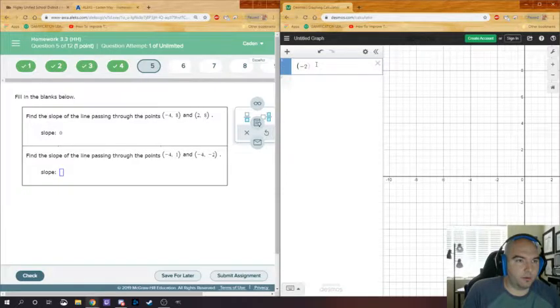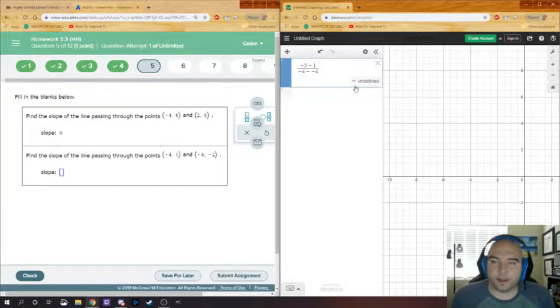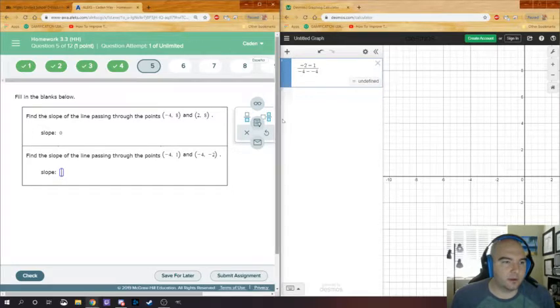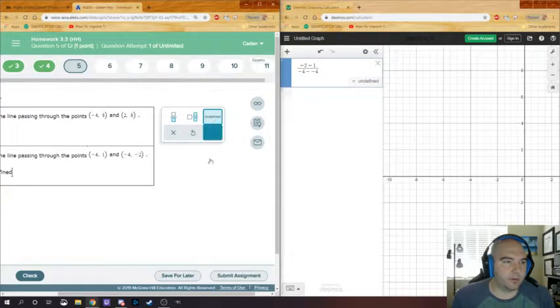Negative 2, I don't need to print these. Negative 2 minus 1, those are the y values. And then negative 4 minus negative 4. And it says undefined. Yeah, that's correct. So the answer is undefined. There's a button over here, undefined.